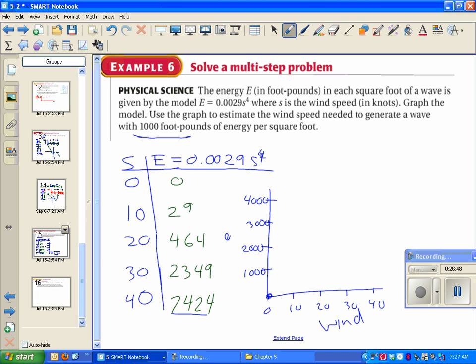So 0, 0, 10 is 29, so maybe right about there. 20 is about halfway up between 1,000. 30 is a little above 2,000, and our 40 is above the graph. So here's our graph of that function. And then to find 1,000 foot-pounds, here's my 1,000 foot-pounds of energy. So I'm just going to go here, find where it intersects, and it looks like it's about 24, 25. So about 24 knots to get our 1,000 foot-pounds of energy.